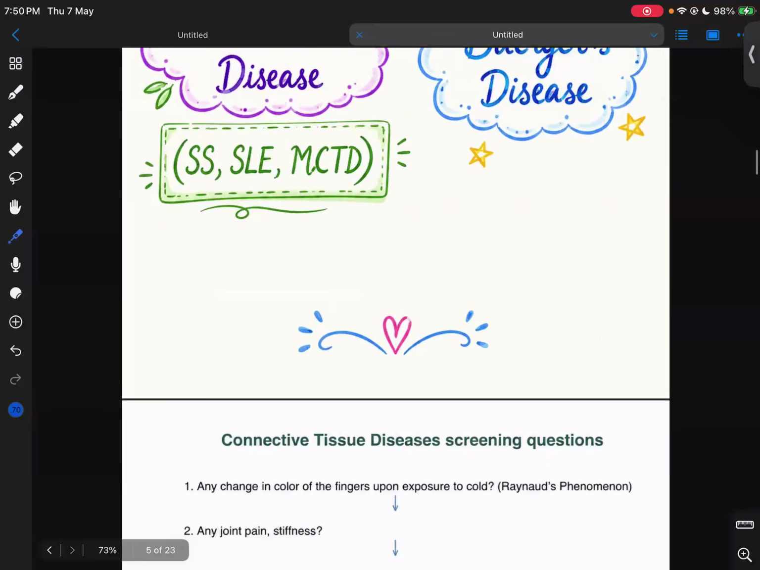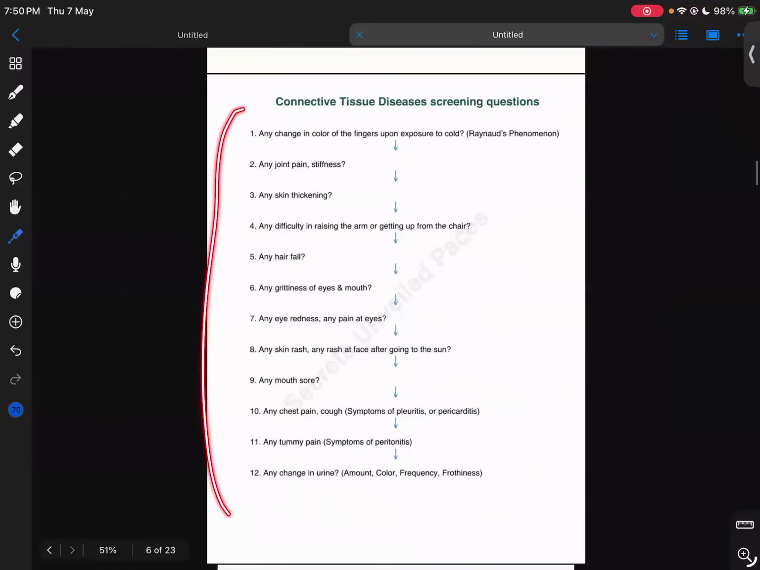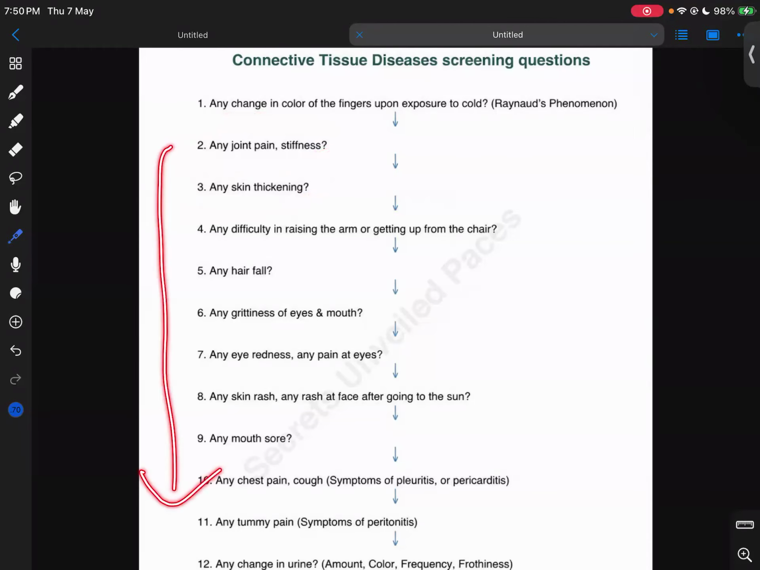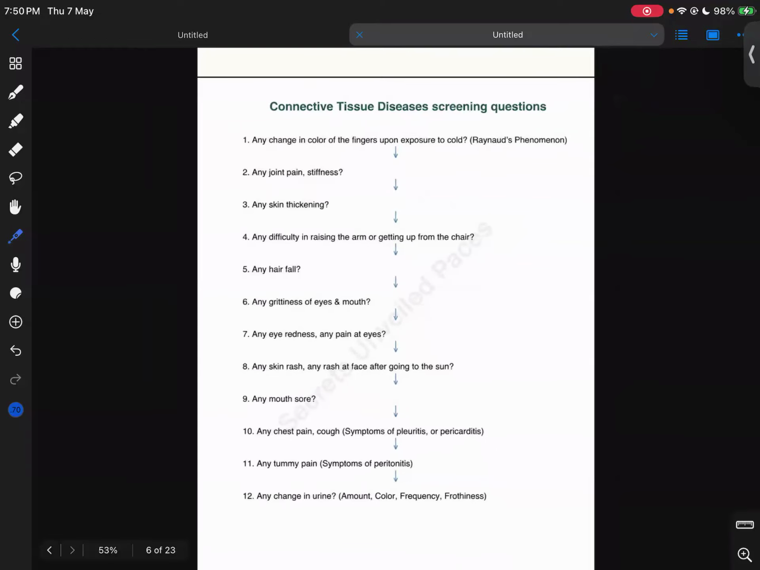So that is for connective tissue disease. By asking these sets of questions, all the connective tissue diseases can be ruled out. And we have to ask by first asking the screening question: do you have any joint pain, stiffness, and any skin thickening? If anything comes positive, then we have to proceed further. Otherwise, it is not needed. Is it clear to all?